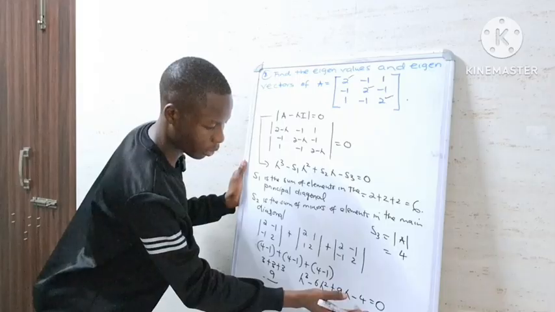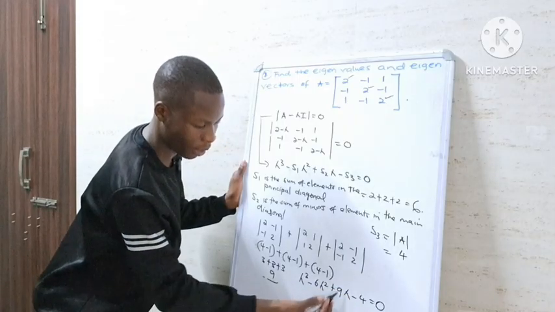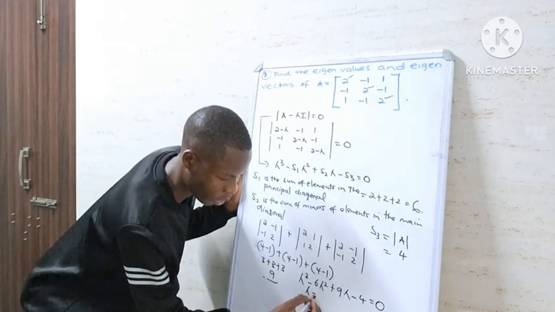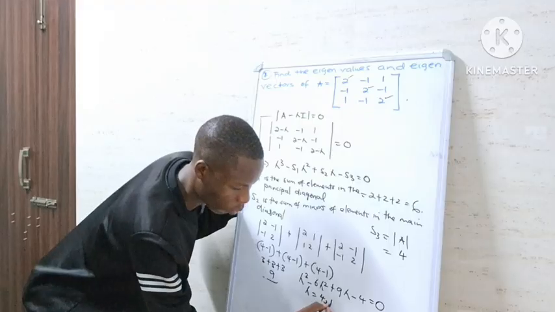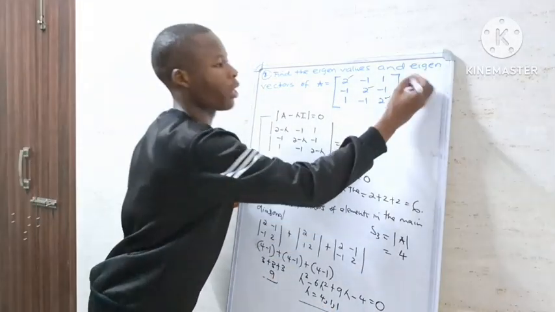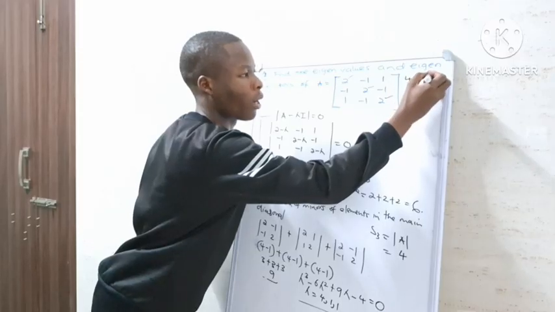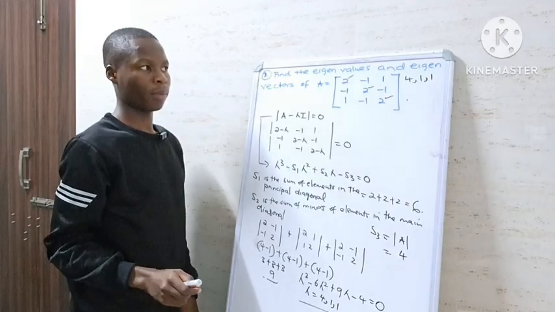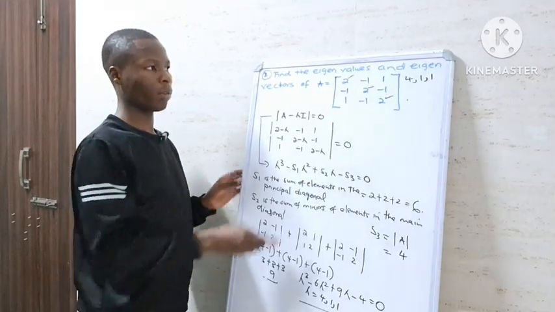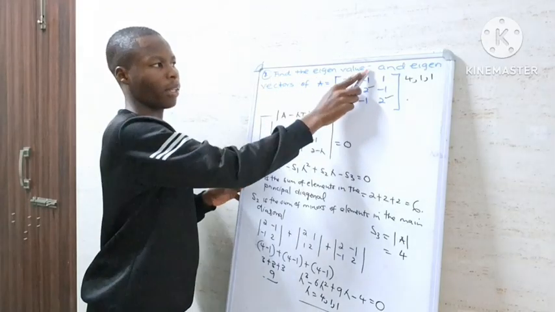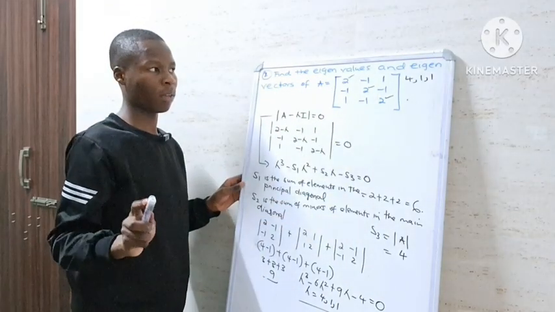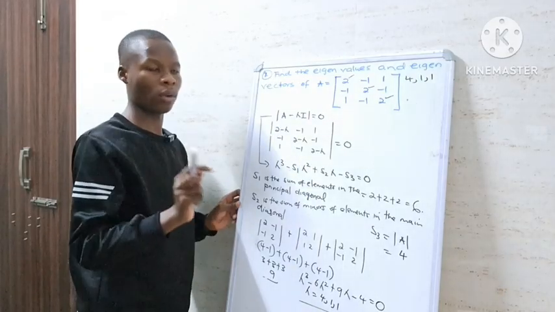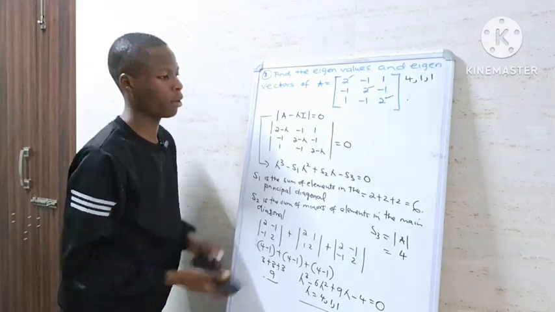If you solve this equation, you are going to find the eigenvalues. In this case, if you solve, the eigenvalues are 4, 1, 1. You are supposed to know that it is not possible to find the eigenvectors without finding the eigenvalues first. So you find the eigenvalues first, and after finding the eigenvalues, you go on to find the eigenvectors.